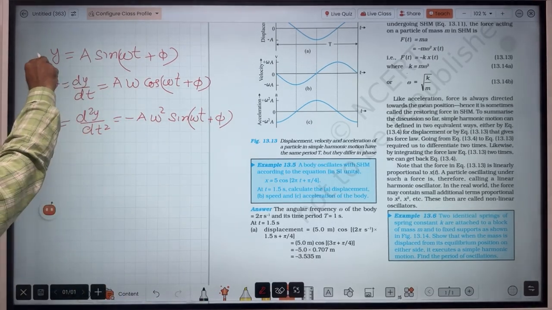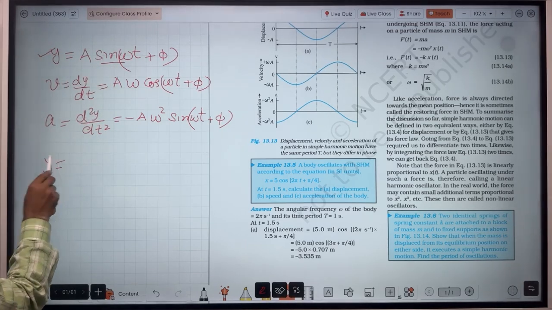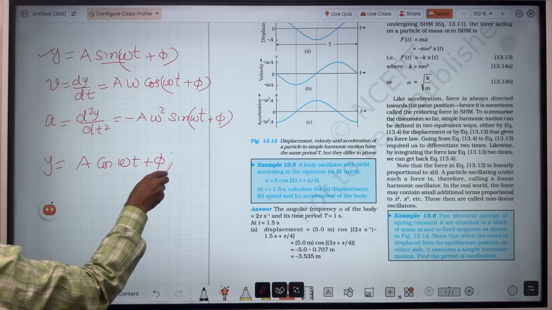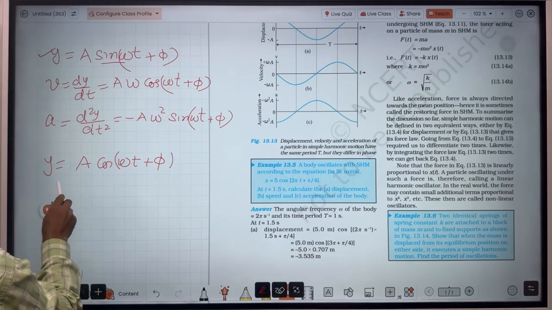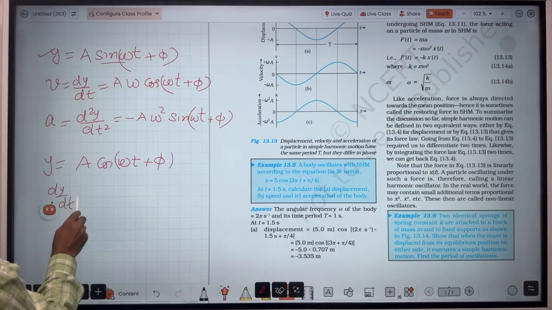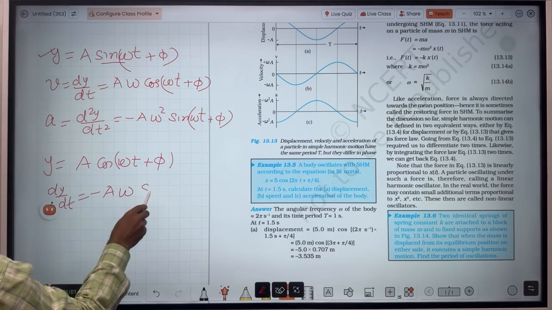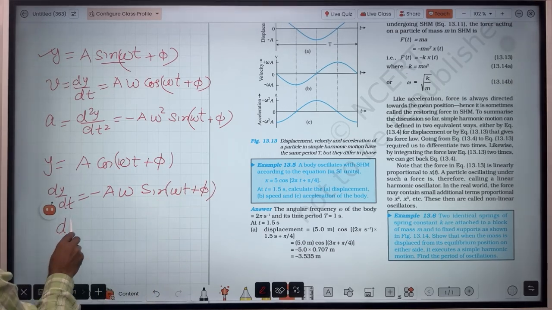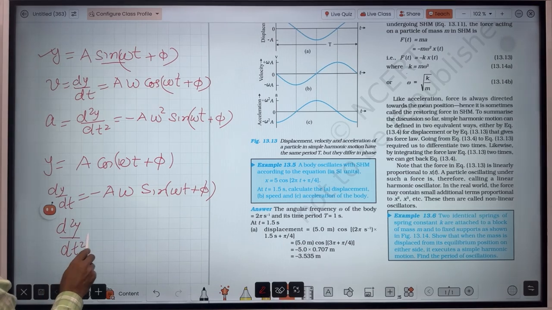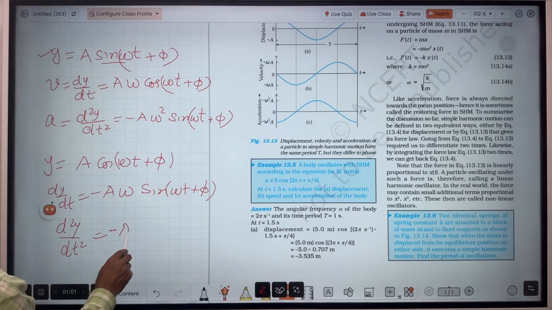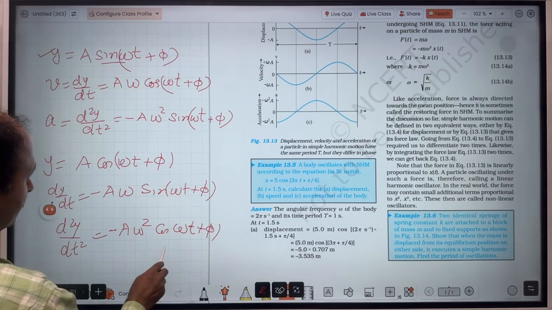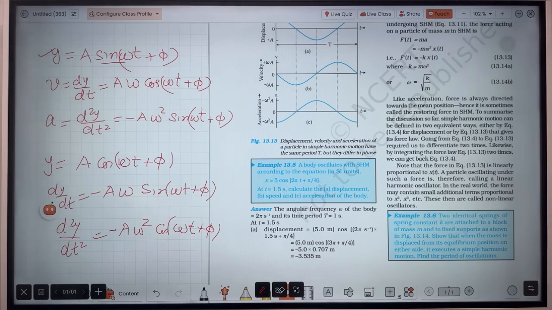Here this is the equation in terms of the sine function. Suppose we start with the cosine function, a cos omega t plus phi. Then again we can evaluate. Here dy by dt will give minus a omega sine omega t plus phi, and d2y by dt2 will give minus a omega square cos omega t plus phi. So any one equation can be taken and then comparison can be easily made.